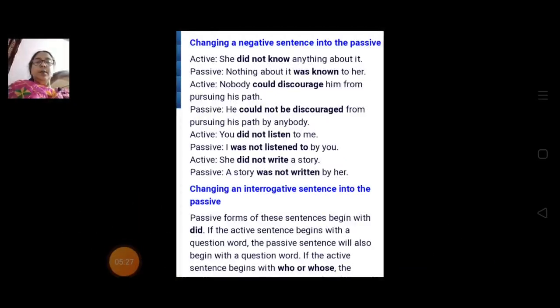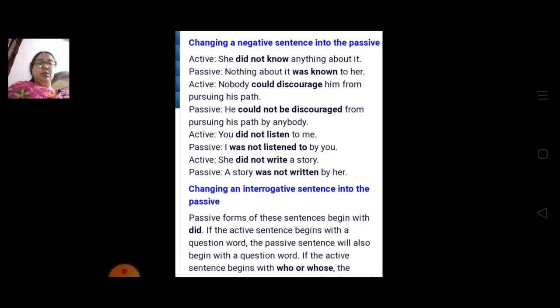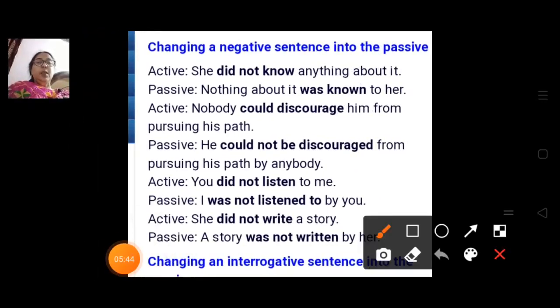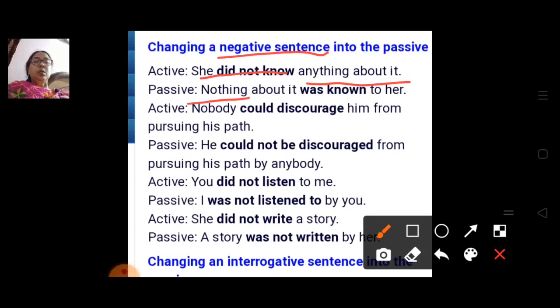Now we are going to talk about changing a negative sentence into passive in the past tense. She did not know anything about it. Now here you can see, she did not know anything about it. This is a negative sentence in the past tense. Nothing about it was known to her.